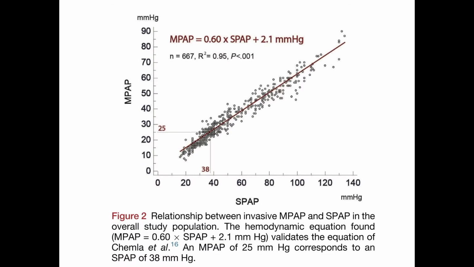We know from the previous work from Chemla that there is an excellent correlation between hemodynamically derived mean pulmonary pressure and systolic pulmonary pressure, such that a systolic pulmonary pressure of 38 millimeters mercury on cardiac catheterization generally correlates with a mean pulmonary pressure of 25 millimeters mercury, which was the old standard for defining pulmonary hypertension. Therefore, being able to correlate non-invasive echo-derived pulmonary systolic pressure with the systolic pulmonary pressure at the time of cardiac catheterization is extremely important.